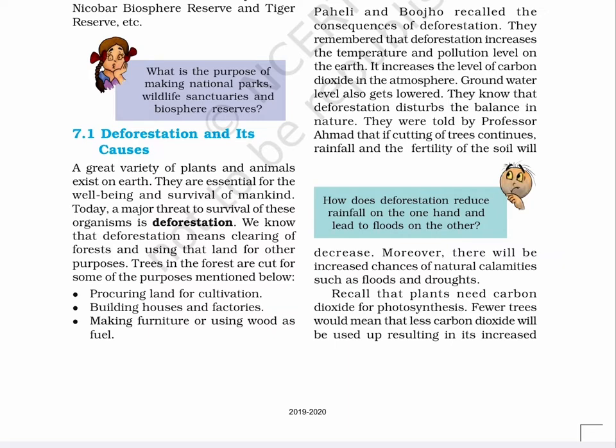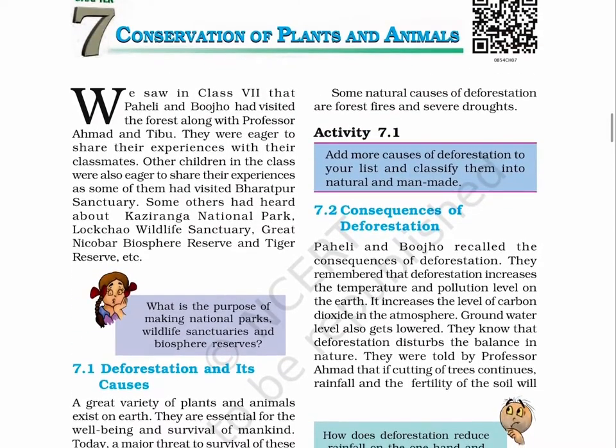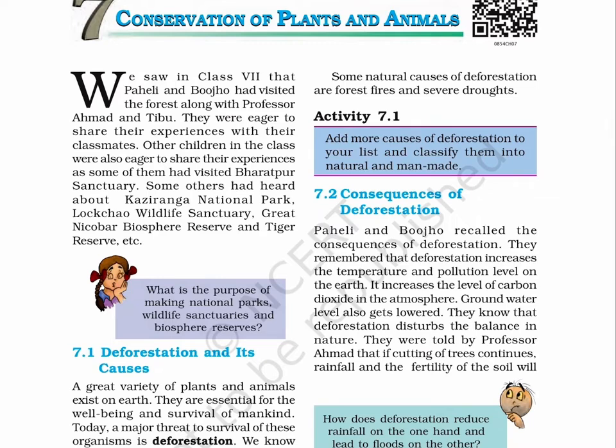Trees in the forest are cut for some of the purposes like procuring land for cultivation, building houses and factories, making furniture or using wood as fuel. Some natural causes of deforestation are forest fires and severe droughts. Activity 7.1 Add more causes of deforestation to your list and classify them into natural and man-made.